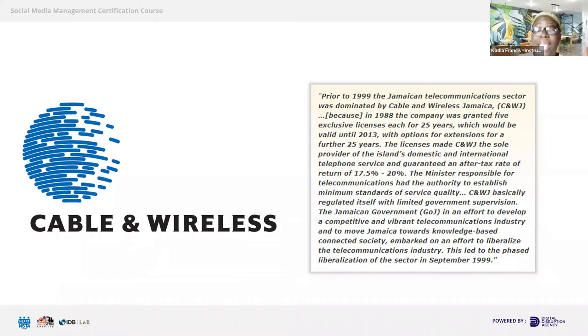skipping down further. In an effort to develop a competitive and vibrant telecommunications industry, because Cable and Wireless was getting backlash, I mean, generational backlash, right? And to move Jamaica towards a knowledge-based connected society, they liberalized the telecommunication sector in 1999. And sometimes it's good to be a student of history, because then you can understand why certain things play out the way they play out in our society now, because of things that happened before. So I don't know how many of you here would be in the age group where you remember this happening. I wouldn't say I remember it happening, but I sure know about this and the running that happened after that.